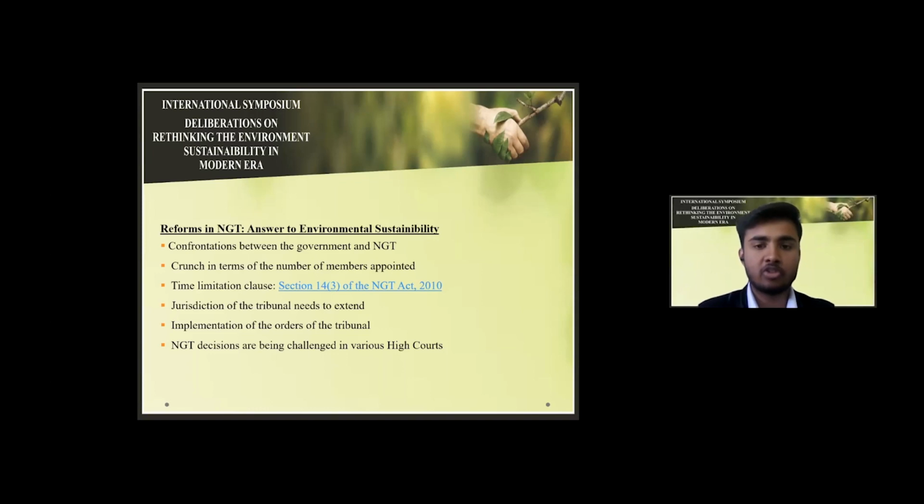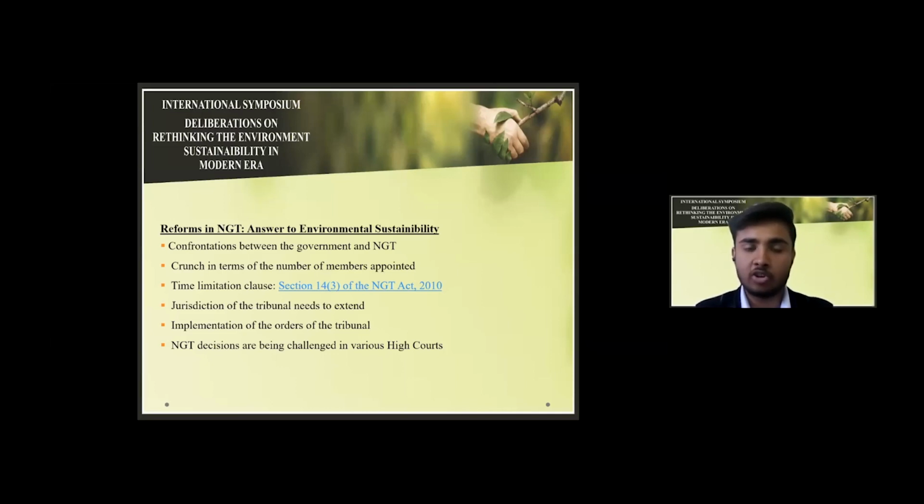Also, the jurisdiction of this National Green Tribunal is restrictive, as it only deals with 7 acts, which are the Water Prevention and Control of Pollution Act 1974, the Water Prevention and Control of Pollution Cess Act 1977, the Forest Conservation Act 1980, the Air Prevention and Control of Pollution Act 1981, the Environment Protection Act 1986, the Public Liability Insurance Act 1991, and the Biological Diversity Act 2002.